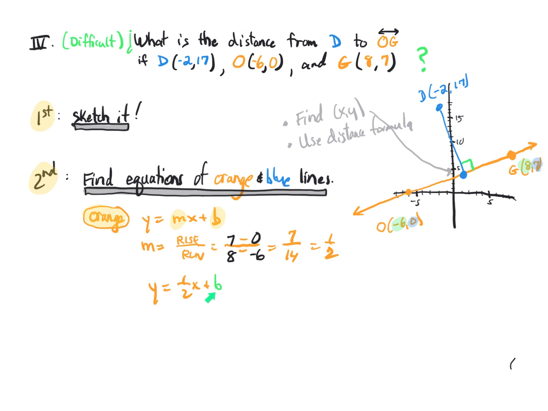We still need to know the vertical intercept. It appears to be approximately 3, but how can we be sure? We can take either one of these points. Let's take 8 and 7. When x is 8, y is 7. Now we can find b. 7 equals 1/2 of 8, which is 4, plus b. Subtracting 4 from both sides, b is 3.